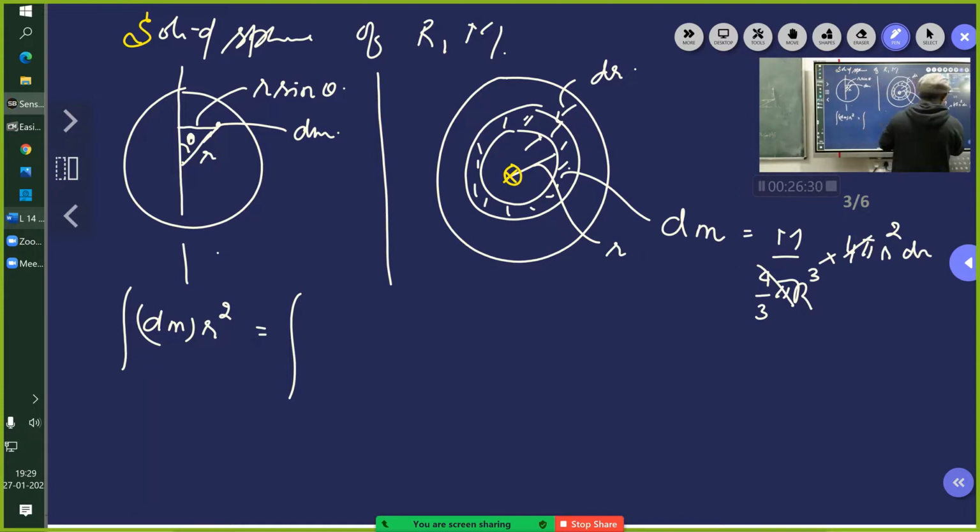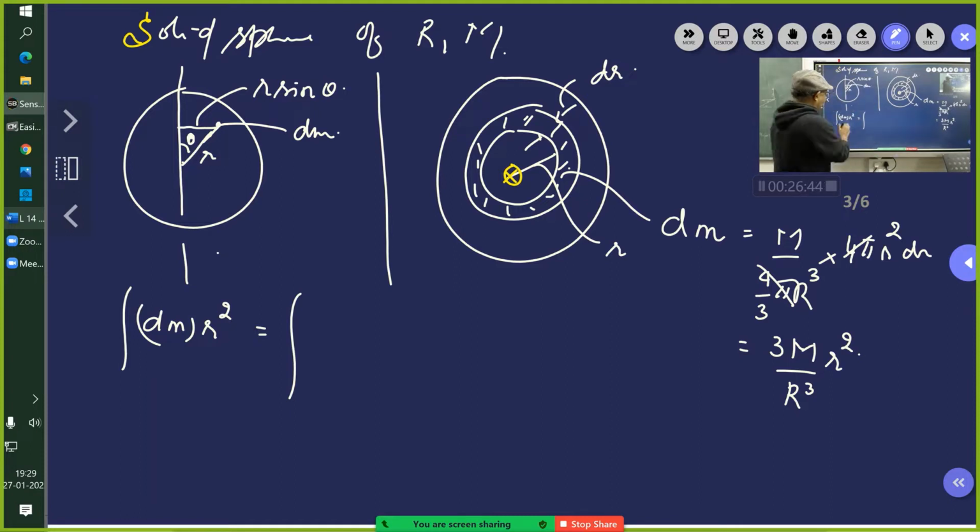Wait, I have not written the value of this. Consider that single concentric shell. This value dm will be 3m by r cube into r square. Yes, sir. This is correct. This is what I have to say. Sir, what you are saying is that we should integrate the moment of inertia of the elemental shell. So it should be 2 by 3 dm mass. We are integrating the moment of inertia of each sphere, sir. I think we can directly take the moment of inertia of each hollow sphere. So that will be 2 by 3. Yes, sir, that will be correct.